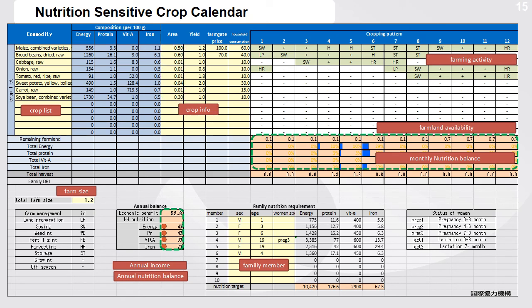Then user will get the information, monthly nutrition balance of selected cropping pattern. Also, annual nutrition balance is shown in the table, together with annual economic benefit, annual sales. So user can compare economic benefit as well as nutrition benefit from certain cropping pattern. This way, they can optimize cropping pattern from the viewpoint of economy and nutrition.